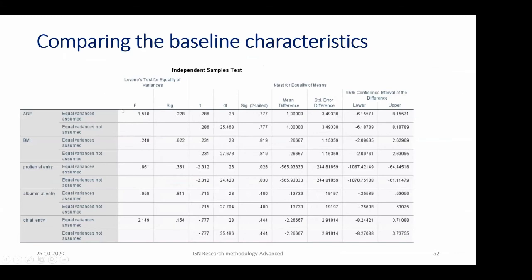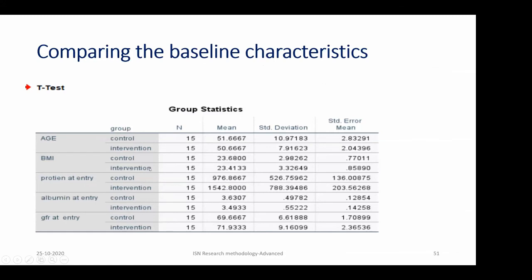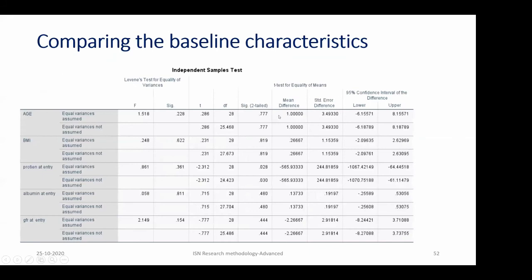Now, here everything looks okay except that the protein at entry in the intervention arm is slightly higher when compared to that of the control. So let us see whether there is any difference. Here you have to see the Levene's test for equality of variances. If the value is more than 0.05, you have to look at the significance level and you will take this one, equal variances assumed. Now, age is comparable, the p-value is 0.77, BMI is comparable, albumin at entry is comparable, GFR at entry is comparable, but the protein at entry is different.